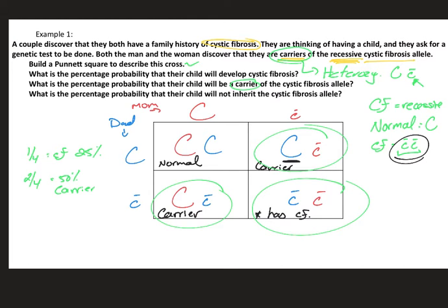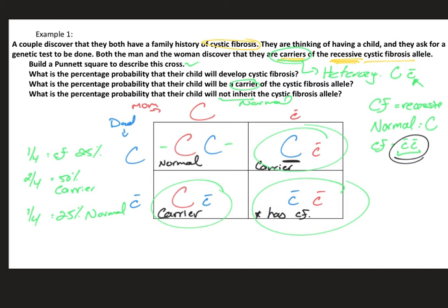And then the last one, what is the percent probability that their child would not inherit cystic fibrosis? This would mean that they're normal. So the only square we have left is right here, top left. That's 1 out of 4, or again, 25% would be normal.